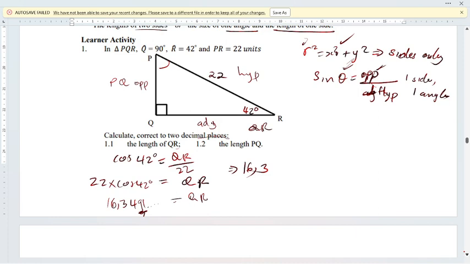One number 2, one number 3. Five equals to QR equals to 16.35 units. Any question?